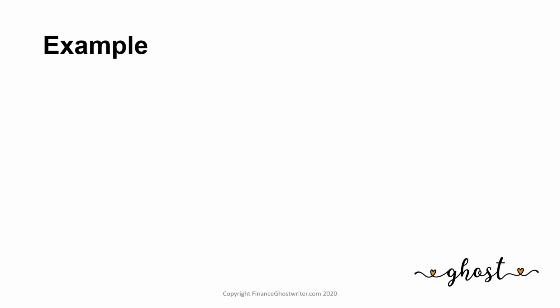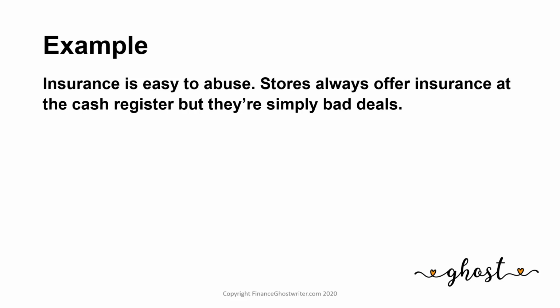So for example, let's say that you're doing a book or an article on personal finance, and your topic is about the abuse of insurance. There are certainly good uses for insurance, but there are also abuses, and that's what we're talking about here. So let's get the thoughts down. And we say insurance is easy to abuse. Stores always offer insurance at the cash register, but they're simply bad deals. Okay, it's grammatically correct, but there's nothing real stellar about it. That's fine. Get your thoughts down. Keep moving to the next thought, the next subhead, the next chapter.